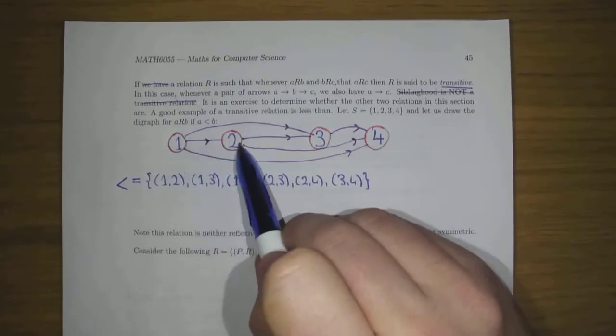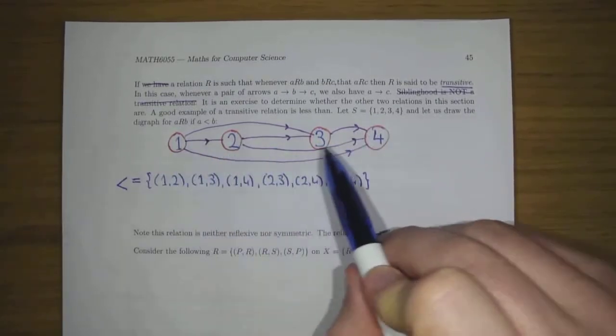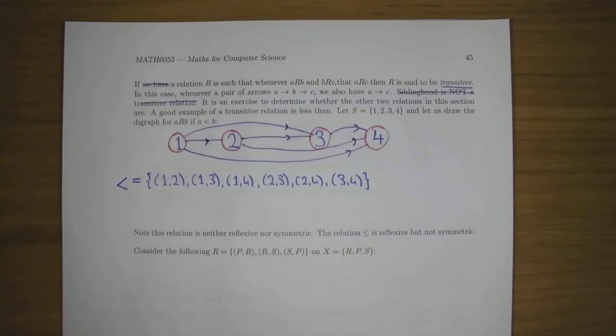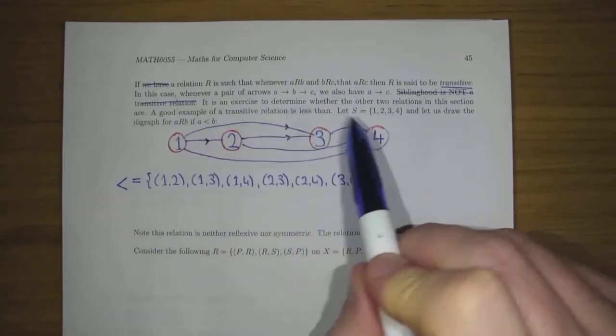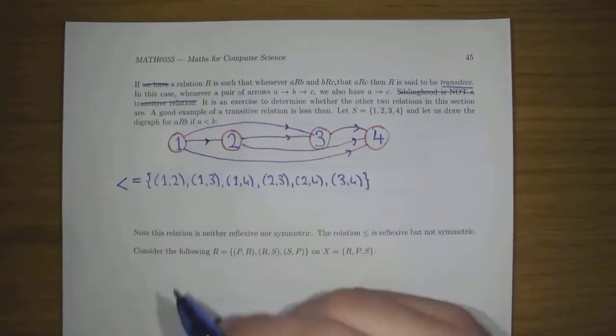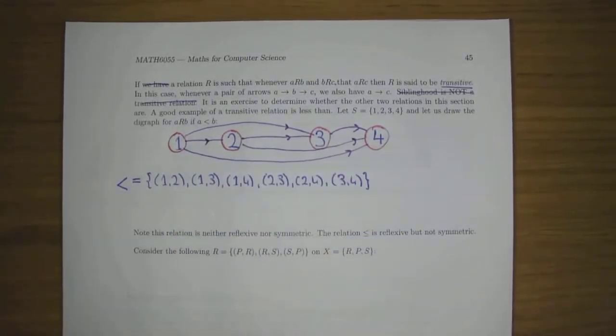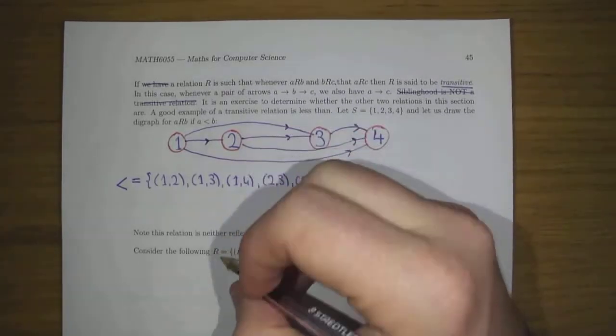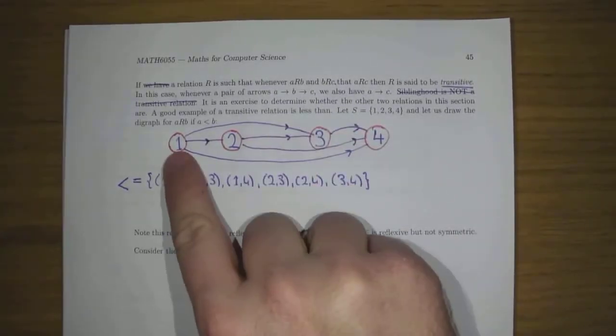1 is related to 2 is related to 4. There's a shortcut: 1 is related to 4. 1 is related to 3, 3 is related to 4, and there's a shortcut: 1 is related to 4. Now starting at 2, you can just go through it. There's only finitely many, so you can see that it always works. So this is transitive.